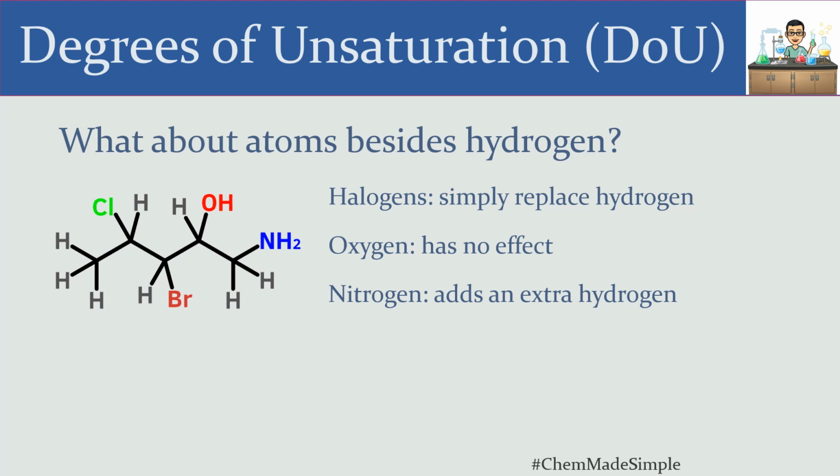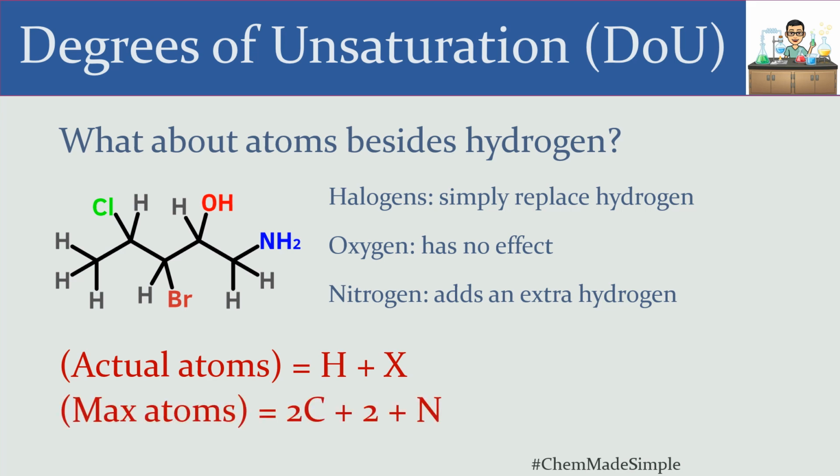And so, piecing all those things together: halogens simply replace hydrogens, oxygen has no effect, and nitrogen adds an additional hydrogen. Then my actual number of atoms that I'm worried about are the hydrogens and the X, and X here represents halogens. A lot of times in organic chemistry, when we put down capital X, it means that we're looking at the number of halogens. And my maximum number of atoms from the previous slide is something I need to adjust. We said it was 2 times the number of carbons plus 2, but now we need to add the number of nitrogens in my molecule, because each nitrogen now adds a hydrogen.